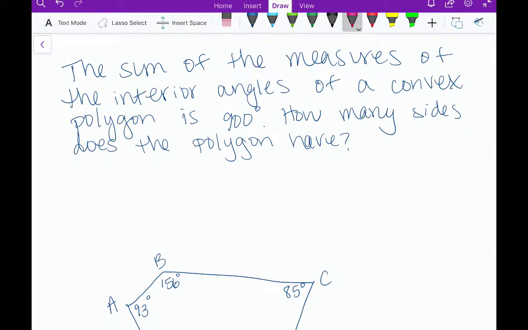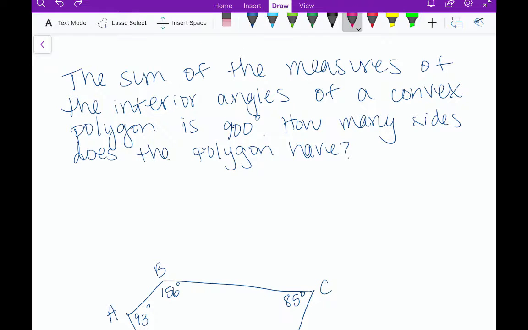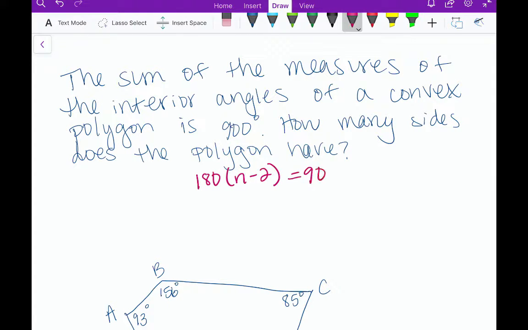The sum of the measures of the interior angles of a convex polygon is 900 degrees. How many sides does the polygon have? I know that the sum of the interior angles of a polygon is 180 times the number of sides of the polygon minus 2. So normally I would be plugging in the number of sides for n, but I don't know n. But I do know what the sum is. The sum is 900, so it means that is equal to 900. So now I'm just solving an algebra problem.